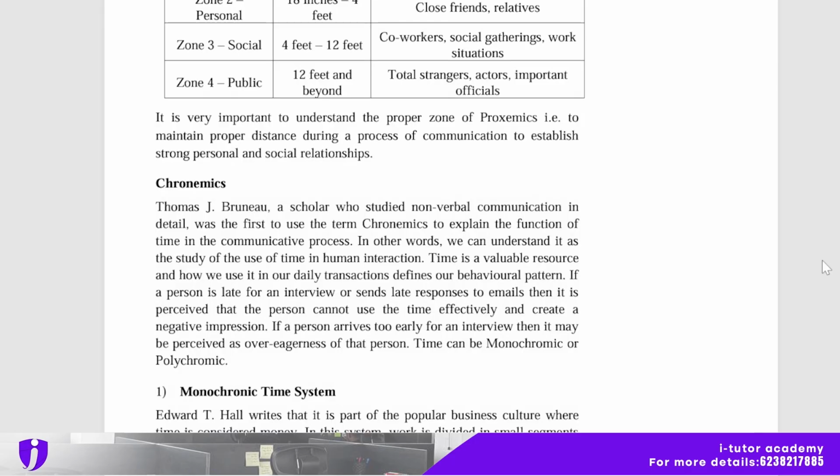Time is a valuable resource, and how we use it in our daily transactions defines our behavioral pattern. If a person is late for an interview or sends late responses to email, then it is perceived that the person cannot use time effectively, and it creates a negative impression.